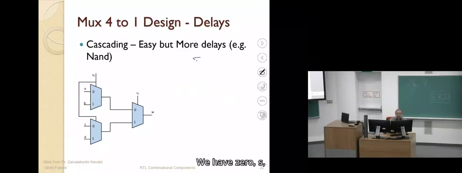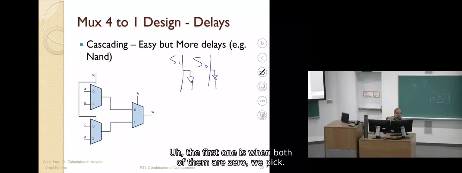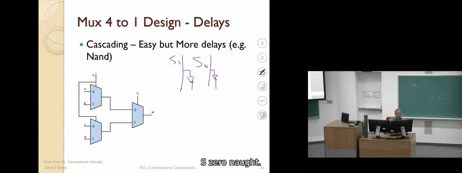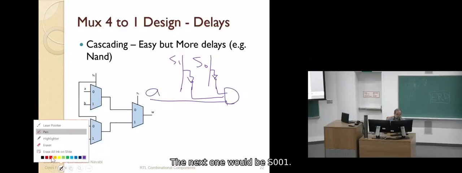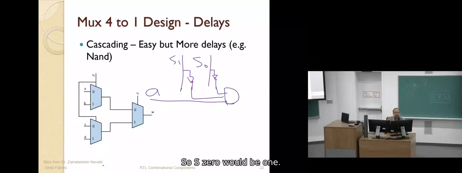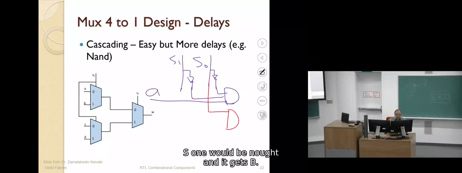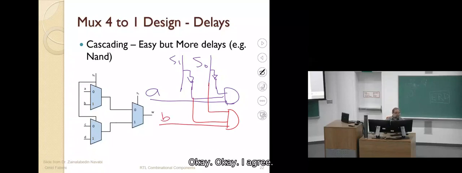So let's draw it. We have S0, S1, and also we would like to build S0 not and S1 not. So the first one is when both of them are 0. So we pick S0 not, S1 not, and them with A. The next one would be S0, S1 equal to 0, 1. So S0 would be 1, S1 would be not. And it gets B. Okay? Agree?